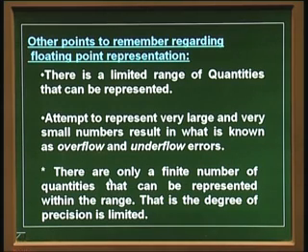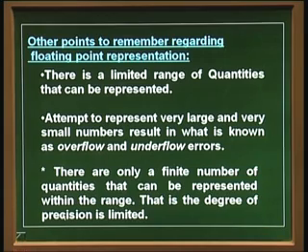This is what we talk about as loss of significant digits. There is a finite number of significant digits, so there is a finite number of values that can be represented within a range. That is, the degree of precision is limited, because we have a finite number of bits. As I said, precision is how close two measurements are, but how close they can be is limited by how close the numbers can be represented. So there is a limited precision on a digital computer.